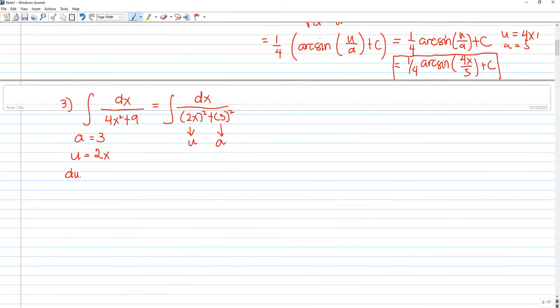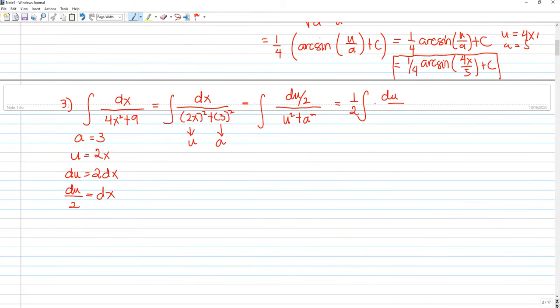So we will still use the u substitution here. We have the derivative of u with respect to x is 2 dx, and we have du all over 2 equals dx, so that we can now substitute it. Upon substituting, we have du all over 2 all over u squared plus a squared. So we can factor out 1/2.